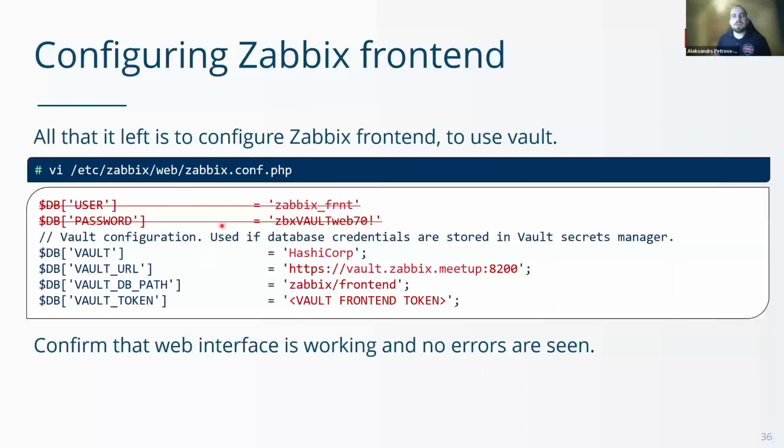Right, and then we go to the front-end configuration file, which is located in /etc/zabbix/web/zabbix.conf.php. We delete our previous credentials, which we defined manually in a text file, not very secure. And then we replace them with the vault configuration and the token itself. Right, and then after that, we should be able to open the URL of our frontend and see that everything is working fine.